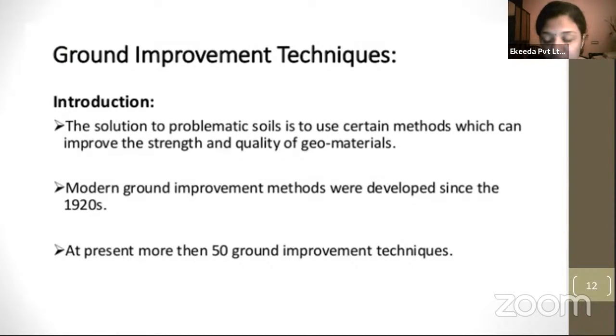When you talk about problematic soil, the solution is ground improvement techniques. When it was introduced, the solution to problematic soil was to use certain methods which can improve the strength and quality of the geomaterial that is present, that is soil. Modern ground improvement methods have been developed since the 1920s. At present, more than 50 ground improvement techniques are available. So this is the history of ground improvement techniques. It starts in the 1920s.